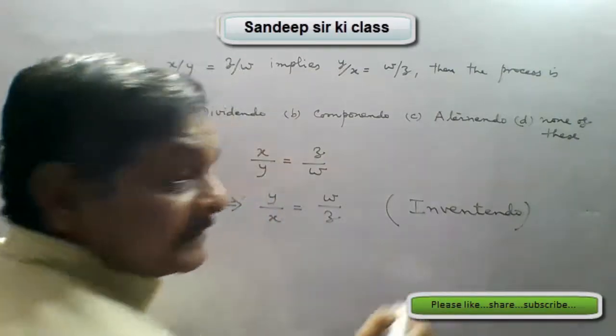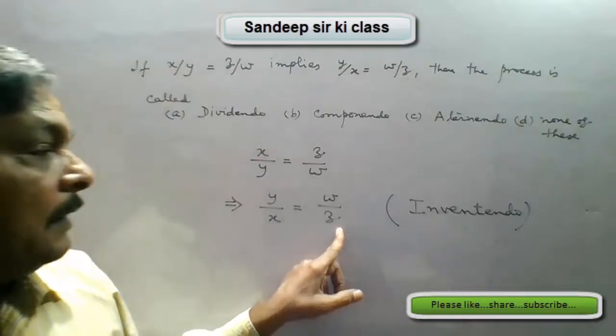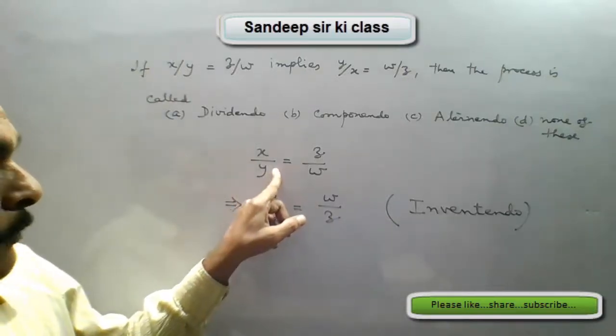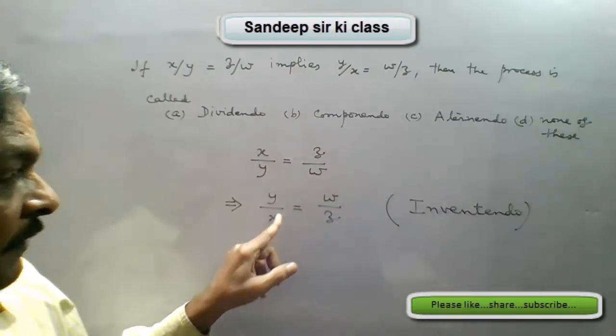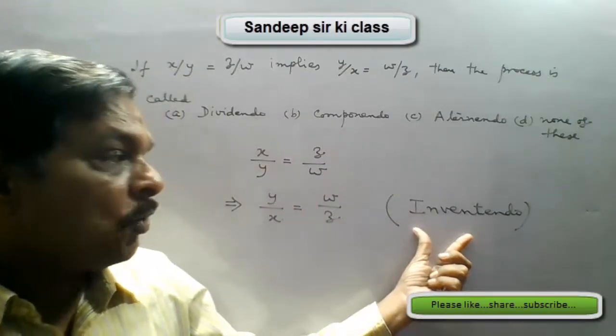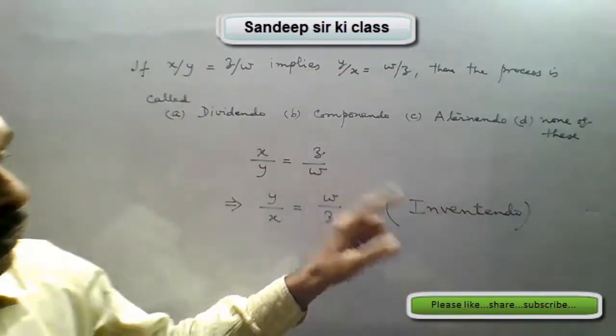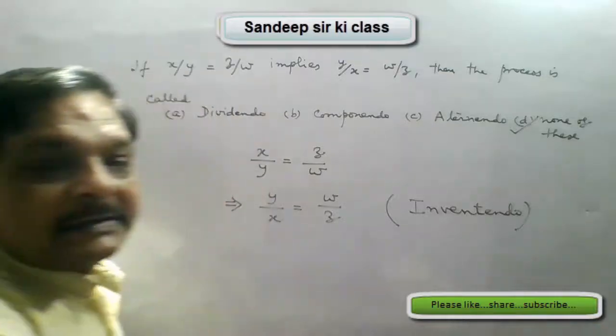We have seen in our theory that this type of ratio, if x upon y is equal to z upon w becomes y upon x is equal to w upon z, then this property is called invertendo. So here option D is correct, none of these.